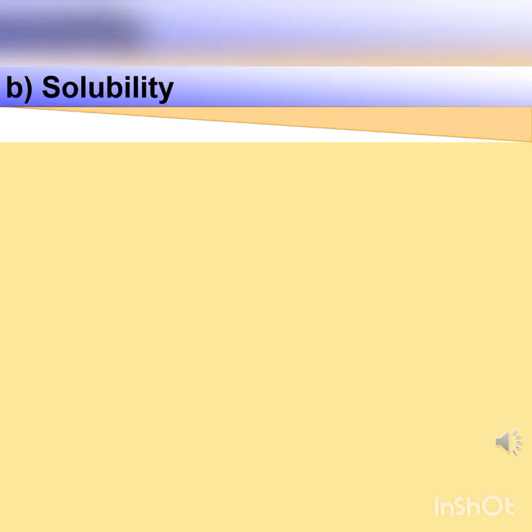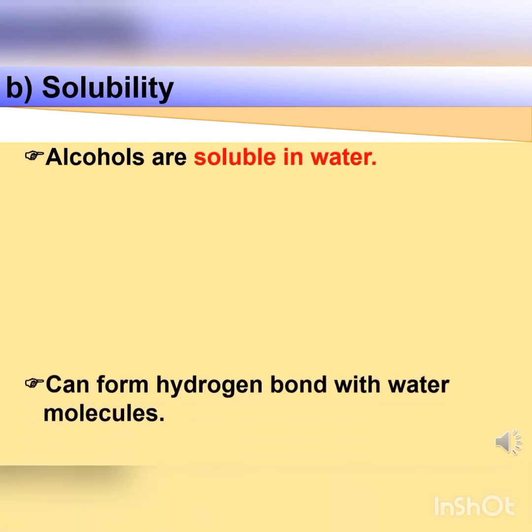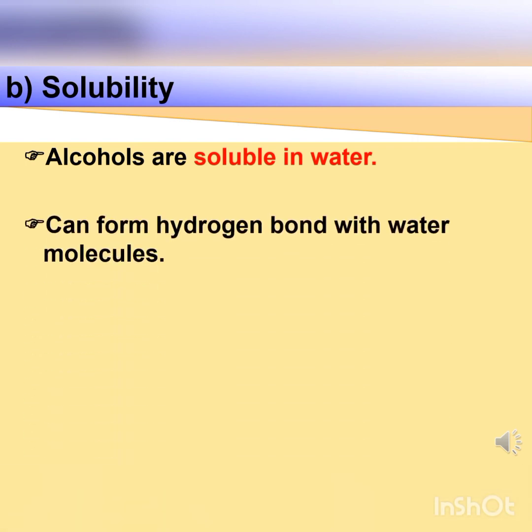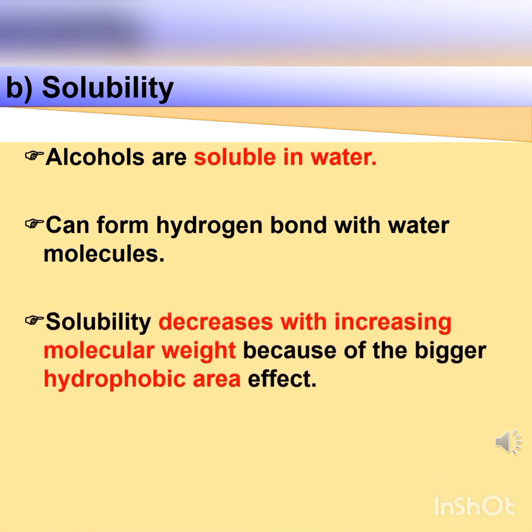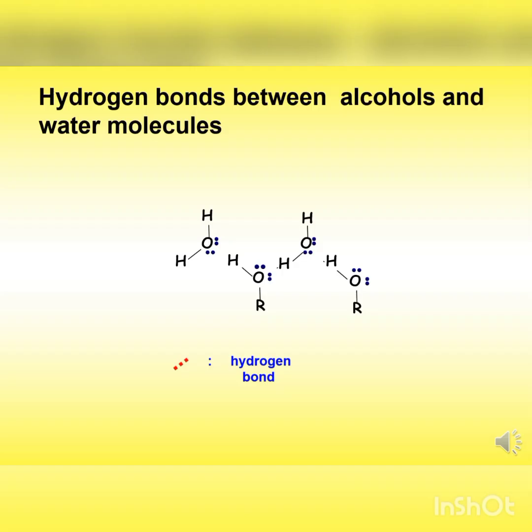The second physical property of alcohol is solubility. Normally, alcohols are soluble in water because they can form hydrogen bonds with water molecules. Solubility decreases with increasing molecular weight because of the bigger hydrophobic area effect. As we can see here, there is interaction between the water molecules and the alcohol. This alcohol is surrounded with water and the hydrogen bond can be formed.